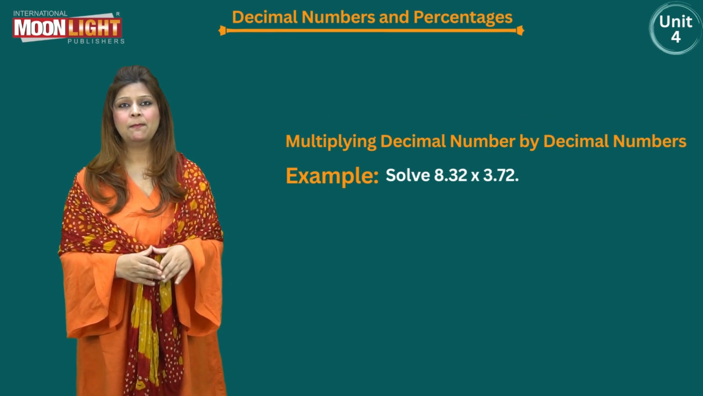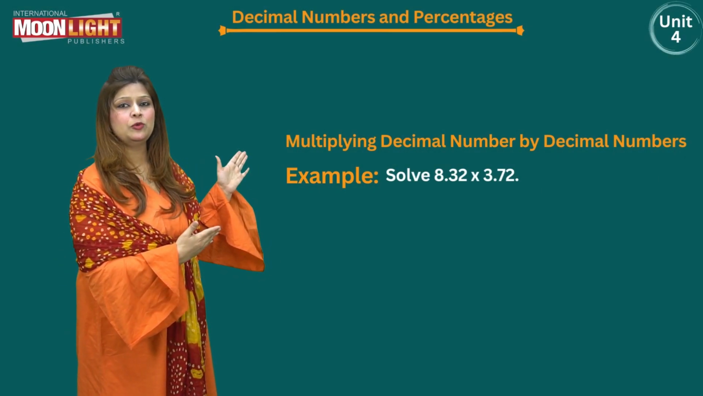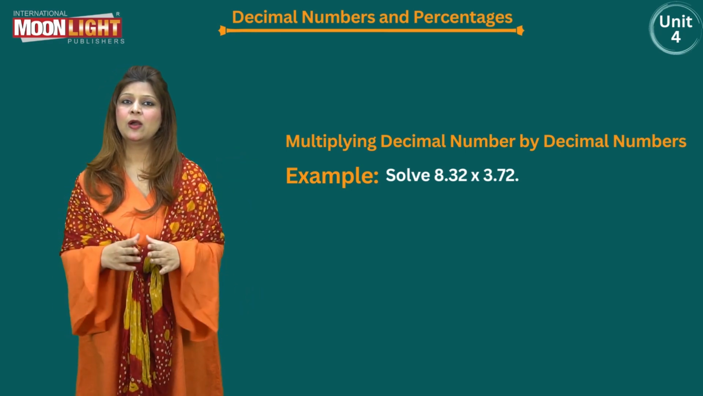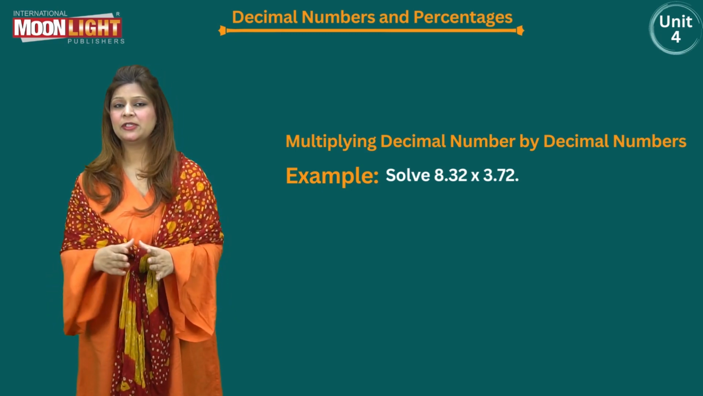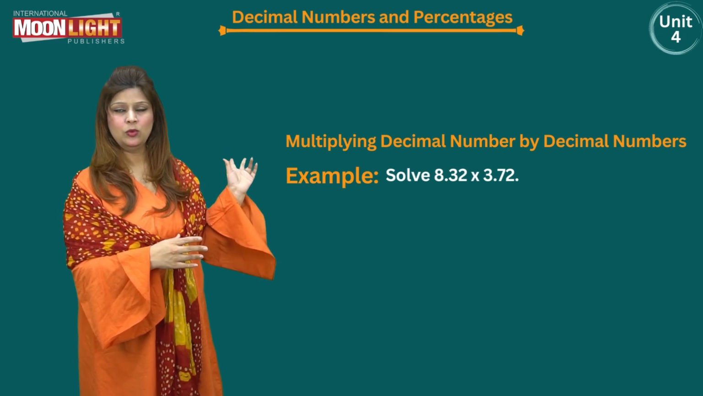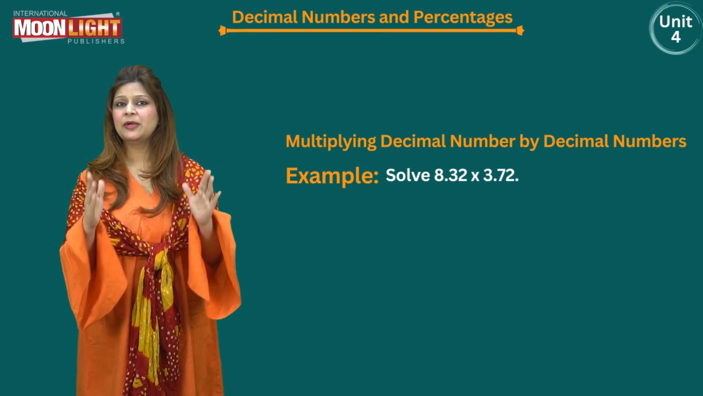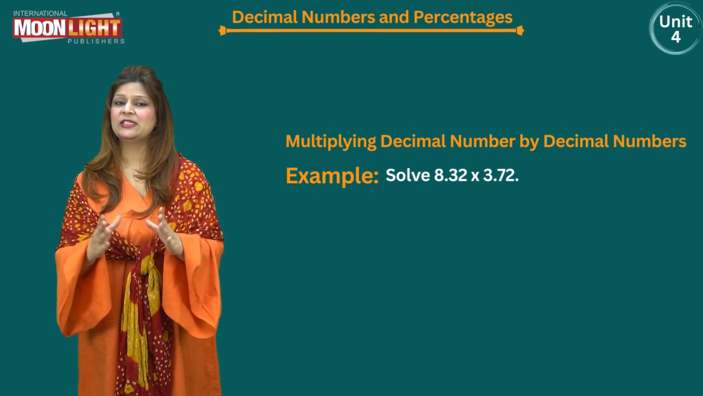So the first example here is solve 8.32 multiplied by 3.72. You can check how many decimal places there are over here. Yes, the digits after the decimal points are 2 in the first and 2 in the second. So in the first number and in the second number, we have these 2 and 2 decimal places.